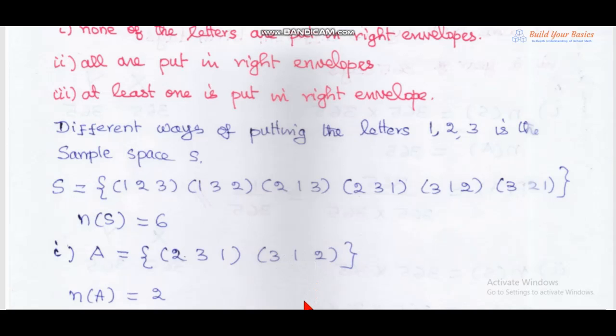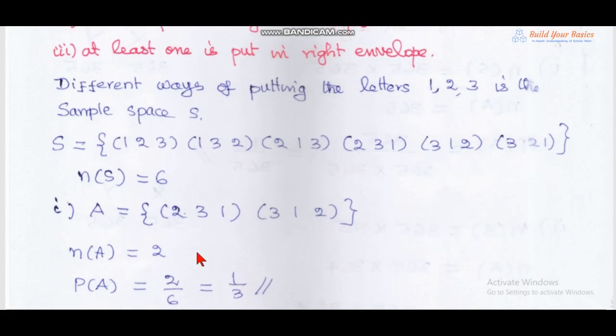Right envelope is 1, 2, 3. 1, 2, 3 is the correct position. 1 goes to the right envelope 1, 2 goes to the right envelope, 3 goes to the right envelope. So, the number of elements in A is 2. Probability of A is 2 by 6. That is 1 by 3.